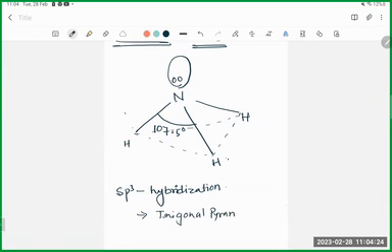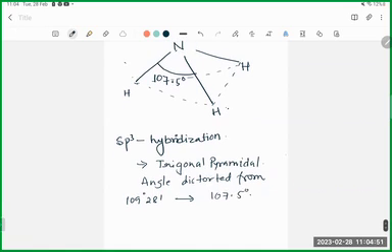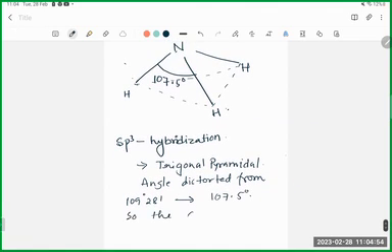Why is that so? Why has the tetrahedral shape not come? The reason is the angle is slightly less. It becomes distorted. Angle distorted from how much? From 109 degree 28 minutes to 107.5 degree. So the actual shape is pyramidal, not tetrahedral: trigonal pyramidal.